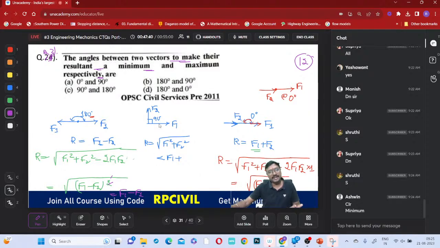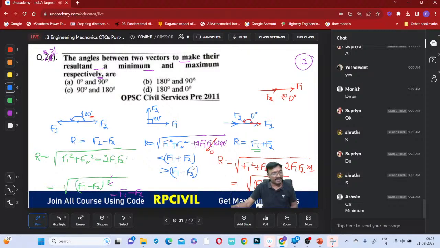And whenever they maintain 90 degrees, the resultant is the square root of F1 squared plus F2 squared plus 2 F1 F2 cos 90. We have seen that cos 90 is 0, so it is the square root of F1 squared plus F2 squared. Can we say this value is lesser than F1 plus F2? Yes. And it is greater than F1 minus F2, and lesser than F1 plus F2.